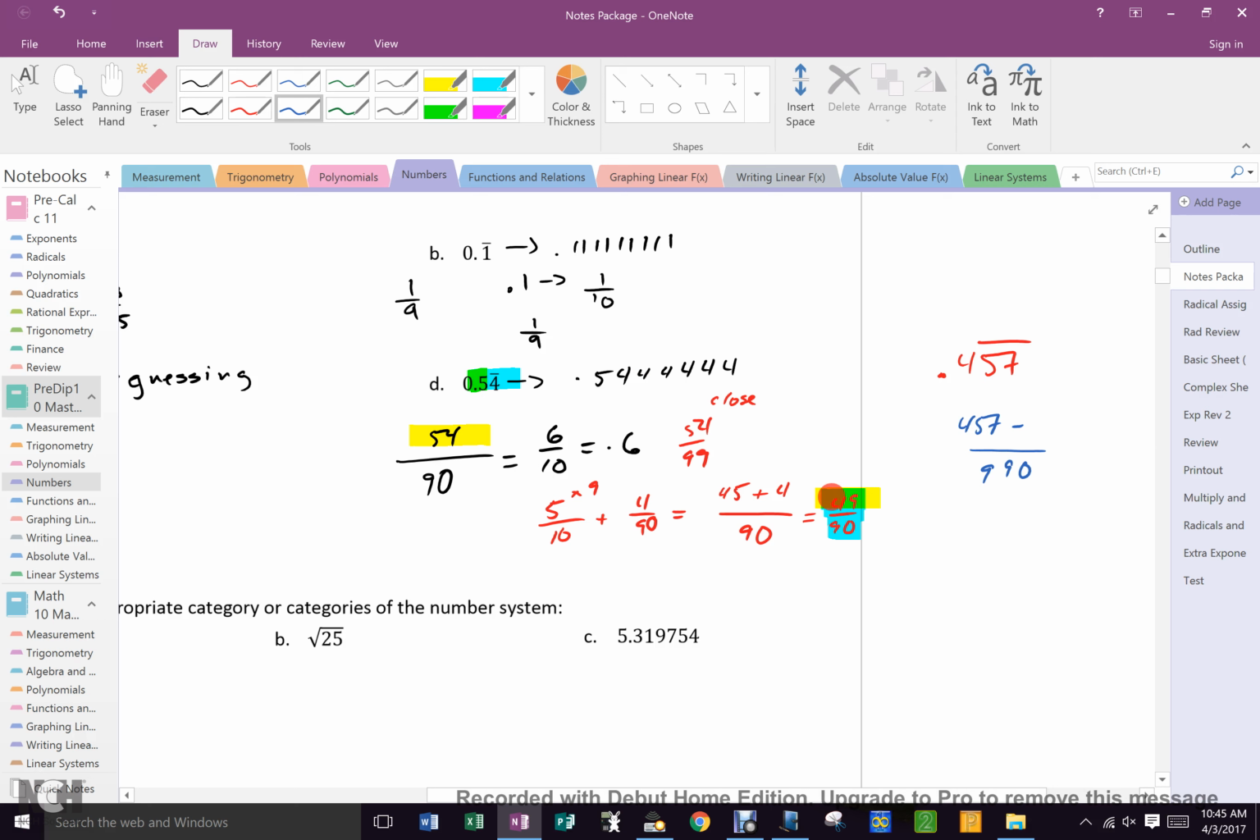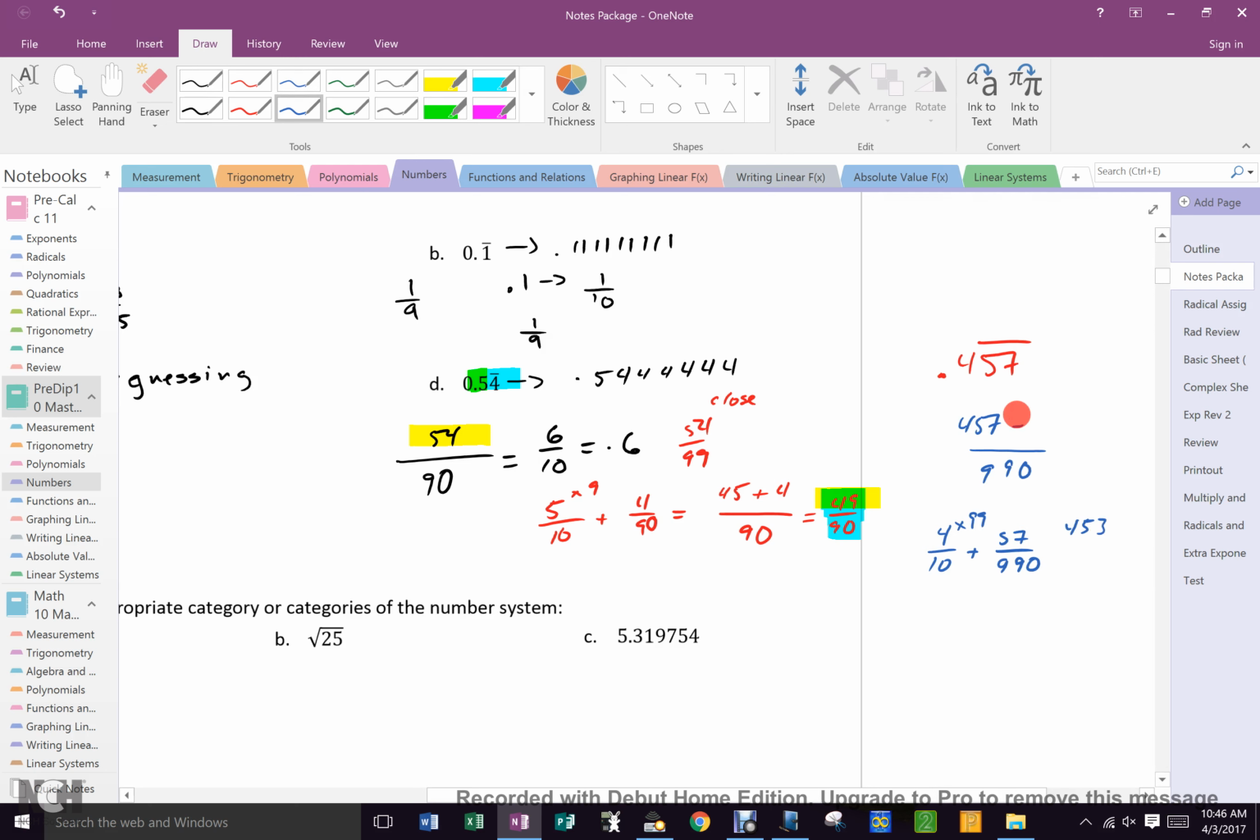Tavleen. Oh, okay, it would be 4 over 10 plus 57 over 990. So what would I do? The common denominator would be 990. Okay, times the 4 by 99, and then I could add them, right? Yeah. And that's going to get me 453 when I do that. Okay?